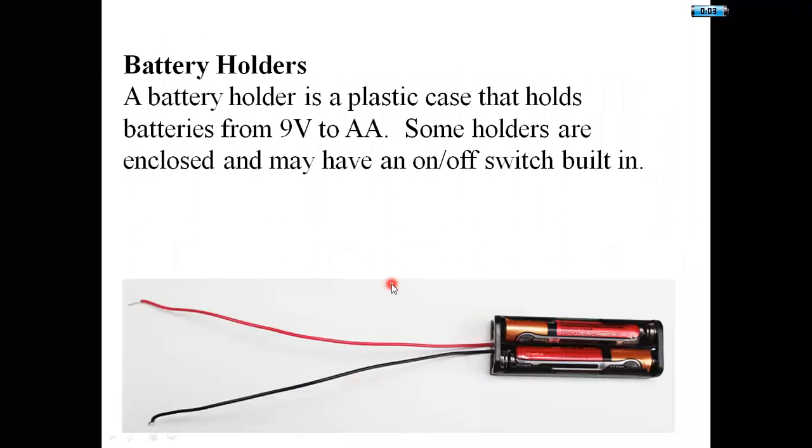And next one is the battery holder. This is a normal day to day AA battery, and this is the battery holder for an AA battery. A battery holder is a plastic case that holds batteries from 9 volts to AA. Some holders are enclosed and may have an on-off switch also. We can place some on-off switch for these batteries also.